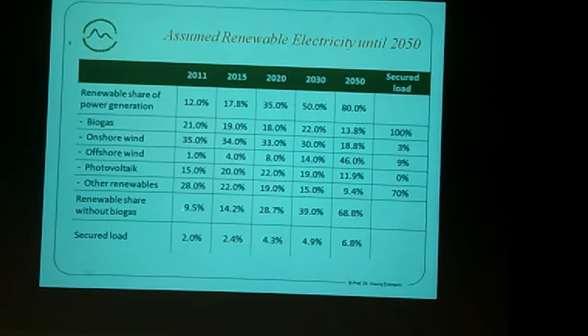We have the renewable share without biogas, because the others, onshore wind, offshore wind, photovoltaic and other renewables, which is mostly hydro, depend on weather conditions, so you cannot calculate on them, whereas biogas is in principle something which you can store, which could be used as a backup technology. So we distinguish between biogas and biomethane, of course, and all others. And this is all others, the share of electricity.